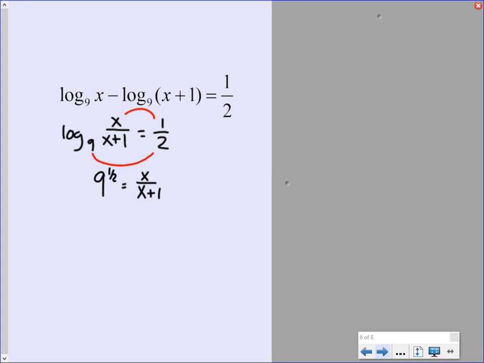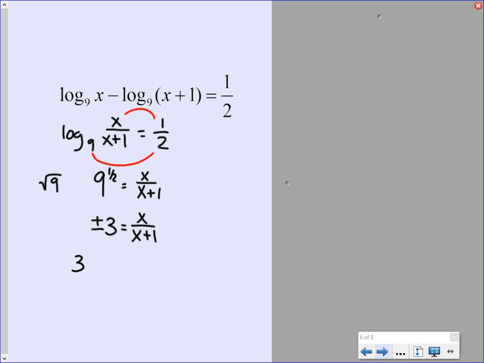Do 9 to the 1/2, which is the same as the square root of 9. And most of us would say if we were solving and we did the square root of 9, we would put a plus or minus 3. So at this point, because I have the plus or minus 3, I'd be thinking I really have 2 separate equations to solve now: 3 equals x over x plus 1 and negative 3 equals x over x plus 1.